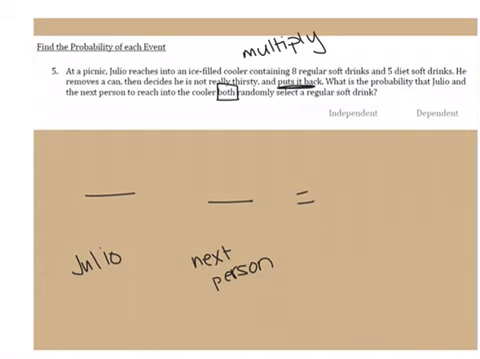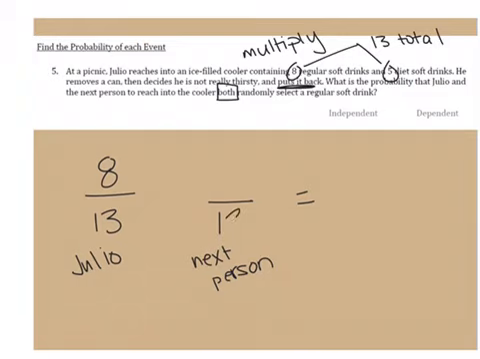So Julio getting a regular soft drink. Well, there are 8 regular soft drinks total. I would have 8 and 5 together, so I have 13 total soft drinks in this cooler. So 13 on the bottom. Now, he got his regular soft drink, but he's going to put it back because he's not thirsty. So if he puts it back, I still have 13 total soft drinks here. And this next person wants a regular soft drink as well, so there's 8 still available for them.